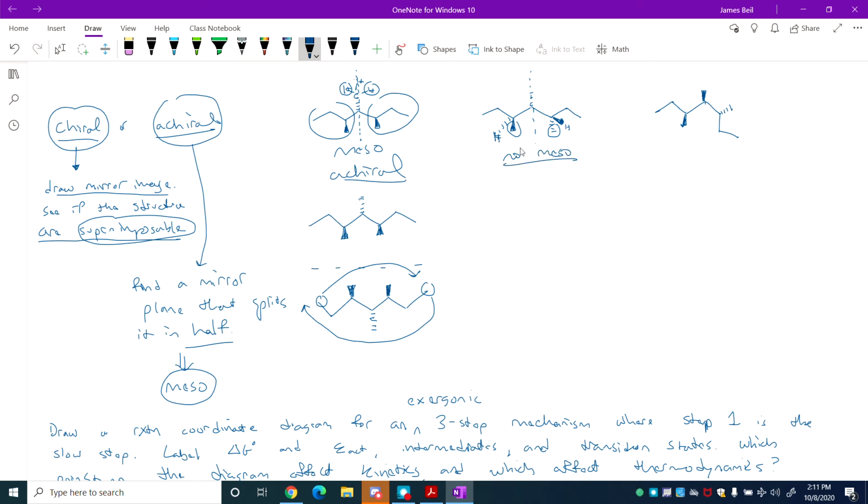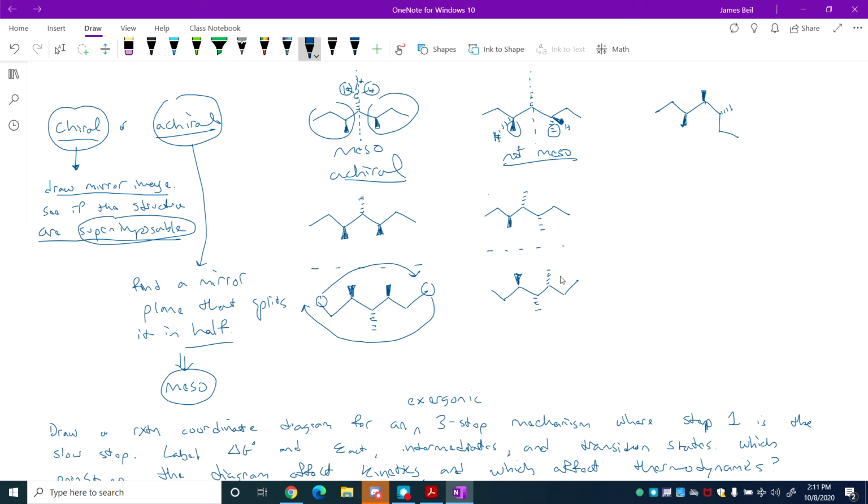If it's not a meso compound, that doesn't necessarily mean that it's chiral. So I would still want to draw the structure and then draw its mirror image and see if the two are superimposable. And this is much easier to do with a model.